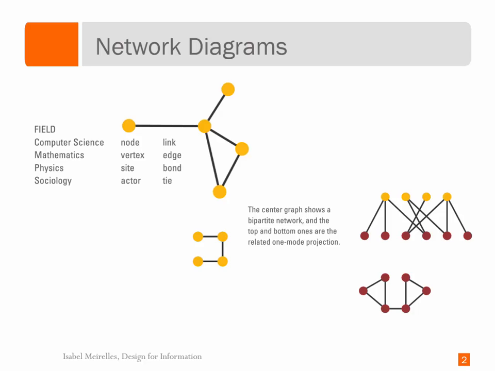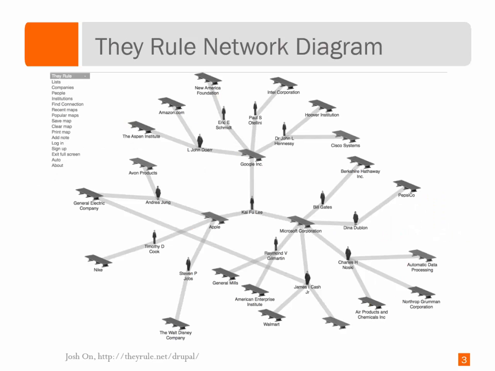Okay, so just recapping the different concepts of a network diagram. We have nodes that are objects, which tend to be nouns. We have the relationships between them, known as links. We can have two different types of network diagrams. A one-mode projection is simply one class of objects, and if we have a bipartite network, it's two or more classes of objects. Now we're going to head into an example network diagram. This is a network diagram called They Rule.